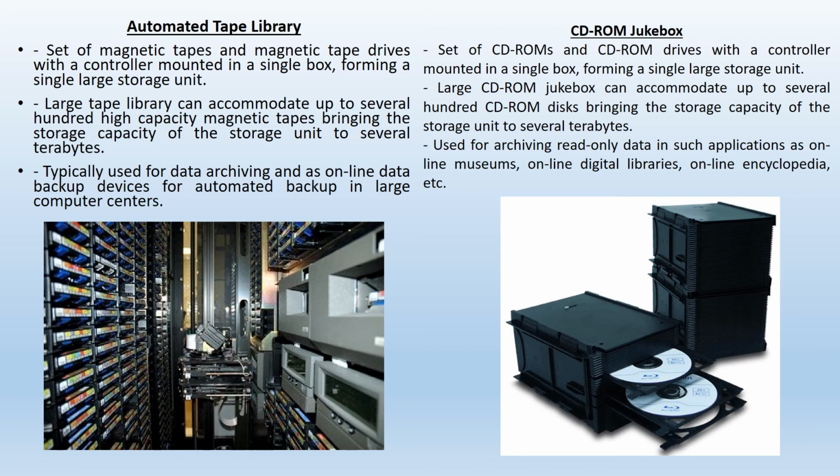All right, so the automated tape library. You see I have two different pictures over here. This first picture is how an automated tape library looks. It is a set of magnetic tapes and magnetic tape drives with a control unit in a single box, forming a single large storage unit. An example of this is the storage units for Facebook, Google, Apple and so on. This is how they store their information.